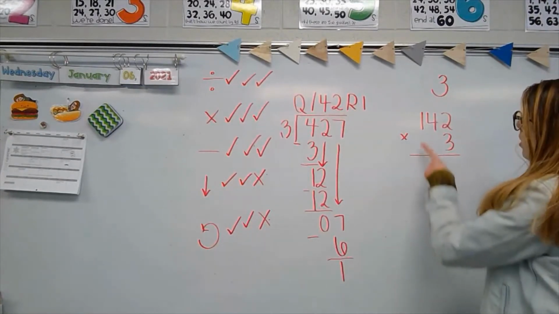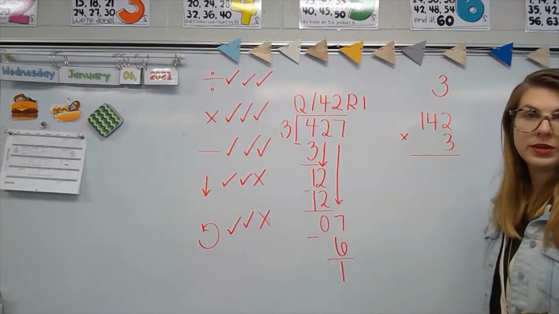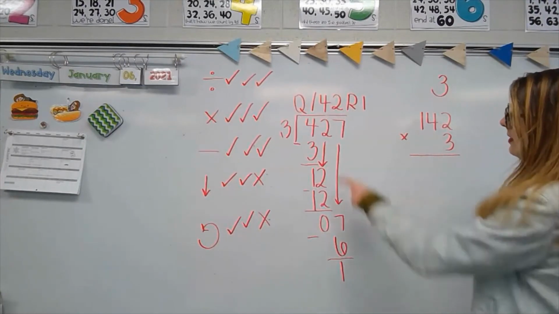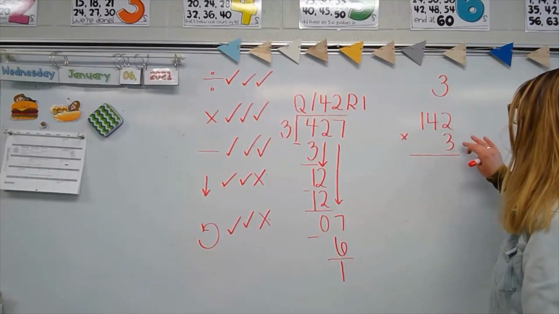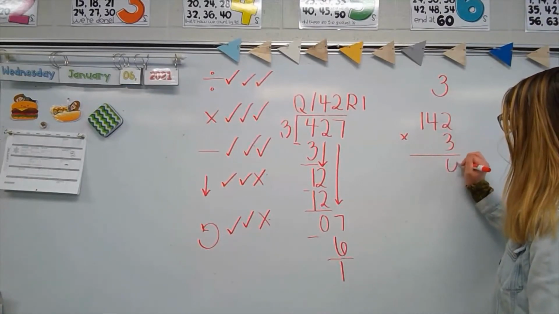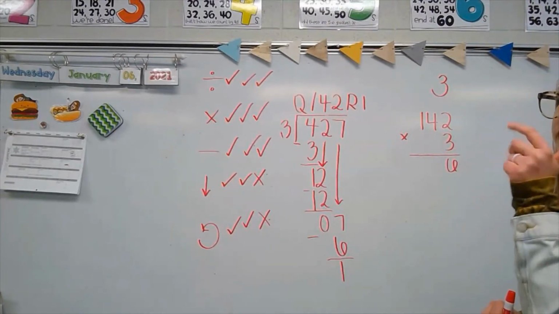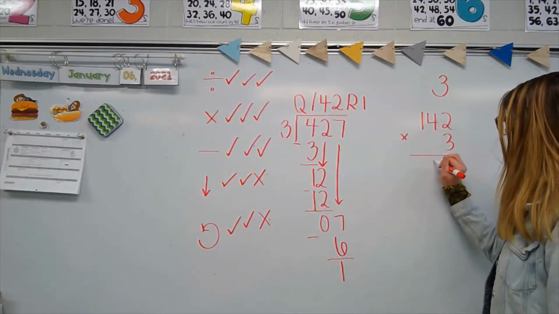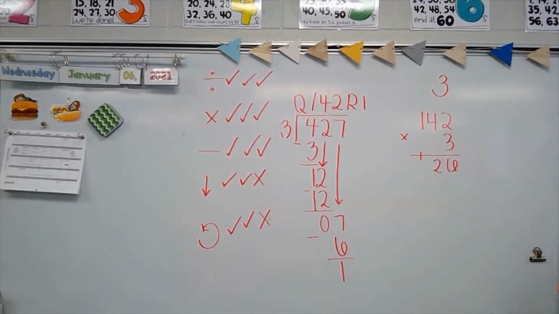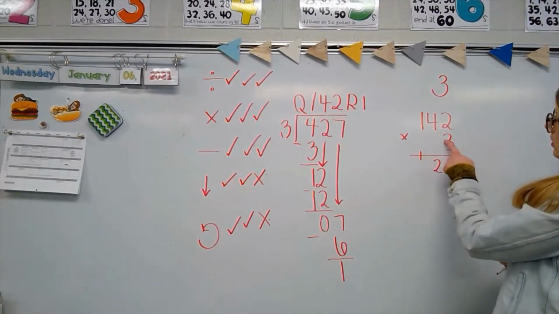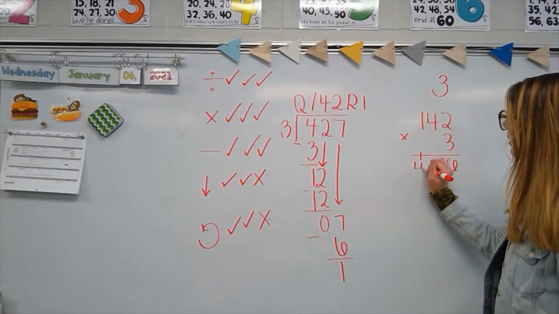Our outside numbers are 142, our quotient, and the number knocking on the door is 3. Our goal is to get to 427. That means we're correct. 3 times 2, 6. 3 times 4, 3, 6, 9, 12. I'm going to leave the 2 below, and I'm going to regroup the 1. 1 times 3 is 3, plus 1 more is 4.